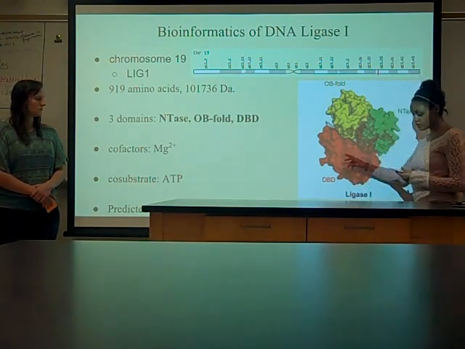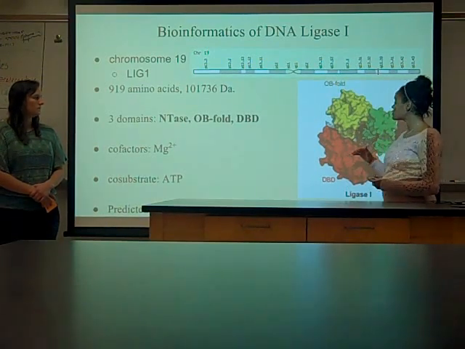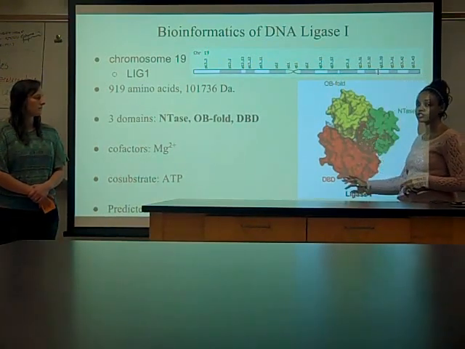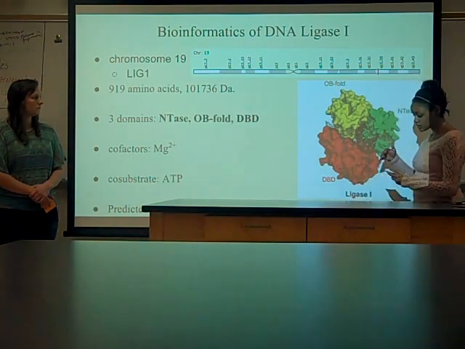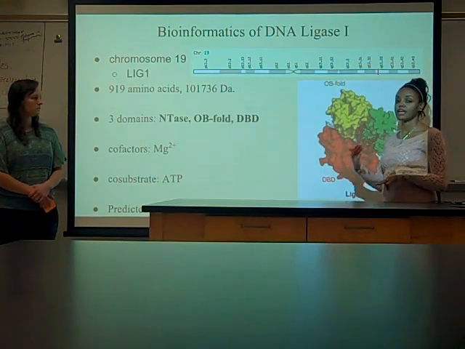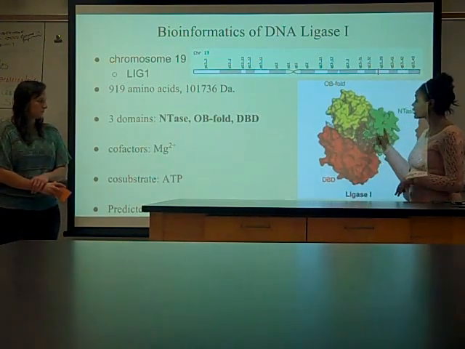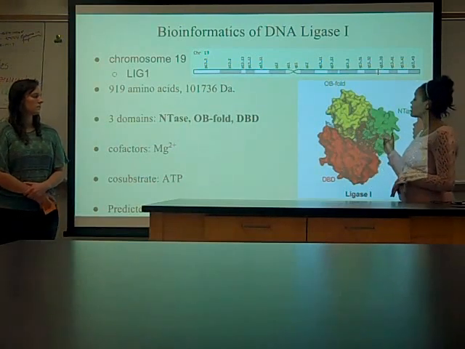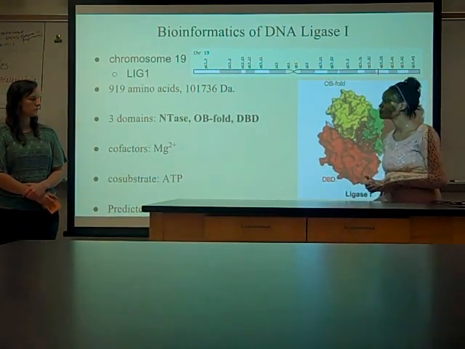The DBD domain's main job is to give the enzyme its DNA binding affinity. It binds with DNA upstream and downstream of the nick made during DNA replication and repair. And then it also is the domain that stabilizes DNA in its unbound form. All of these domains are connected and touching each other, so they make somewhat of a ring-like structure around the DNA during replication and repair.